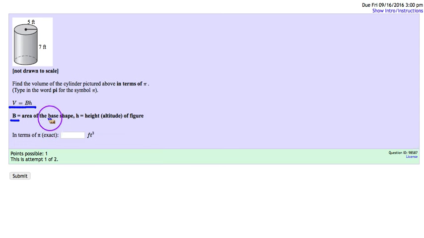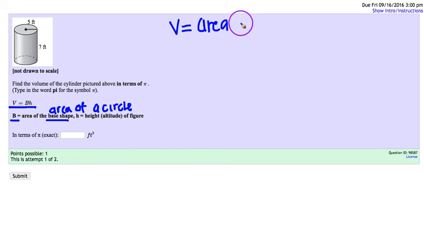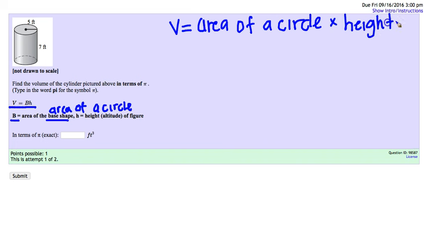So here it's going to be the area of, in this case, a circle, and then we're going to multiply it by the height or the altitude. They mean the same thing. So here, in order to find the volume of a cylinder in terms of pi, I'm going to go ahead and just use the formula of volume equals area of a circle, because that is the shape of the base for this prism. And then we're going to multiply it by the height or altitude. They mean the same thing again.